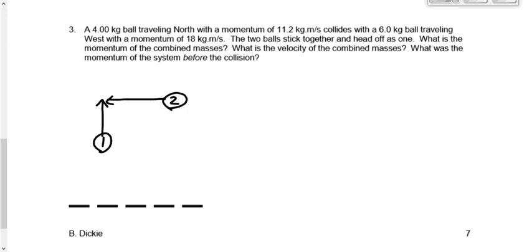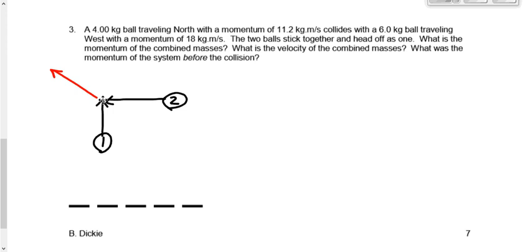Now, where is this wreckage going to go? Where are these 2 balls going to go after they stick together and head off as one? Yeah, somewhere north and west. Don't say northwest, because that infers a 45-degree angle. I know what you meant by it, but somewhere in that general vicinity. What angle exactly, we don't know. That's for us to figure out here.